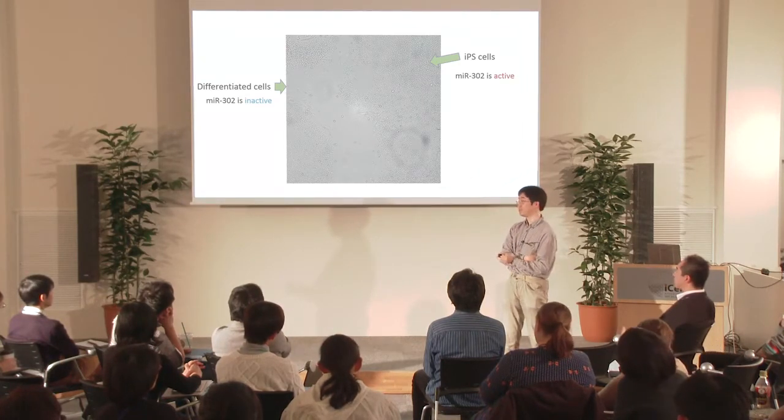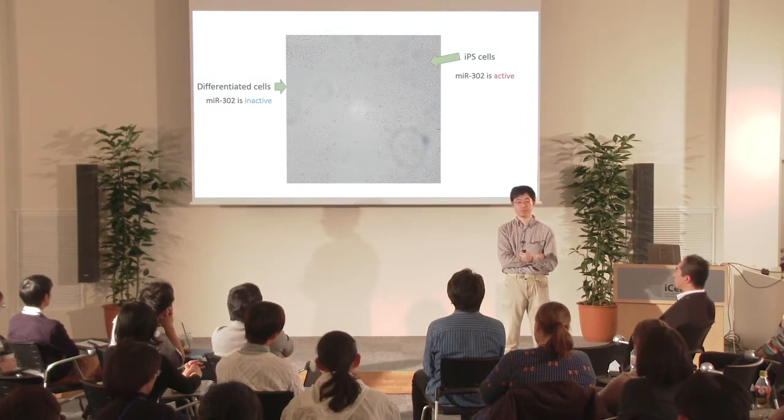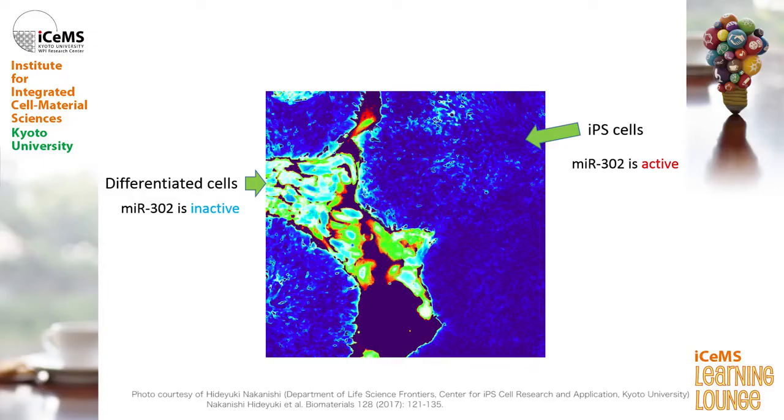So we constructed a microRNA 302 responsive switch and installed this switch into iPS cells. These are relative fluorescent images. The translation of our microRNA responsive switch is repressed in iPS cells because of microRNA 302. In contrast, the fluorescent signals from differentiated cells are observed. So we can distinguish these differentiated cells and iPS cells.